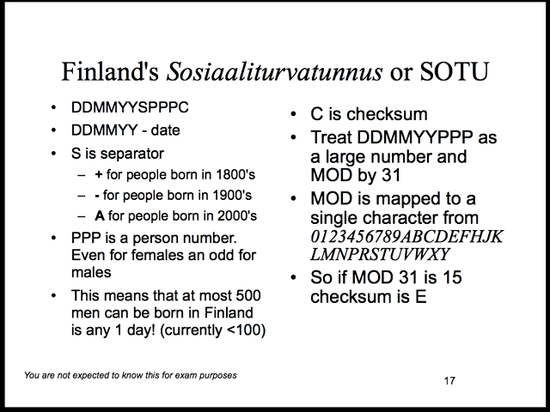The last digit then is, surprise, surprise, the check digit. What you do is you ignore the separator that gives you the century, and you treat the day, day, month, month, year, year, and then the 3 digits, like 052 if you're the 52nd female born in Finland on that day. You just treat that as a large integer, and then you do mod 31.